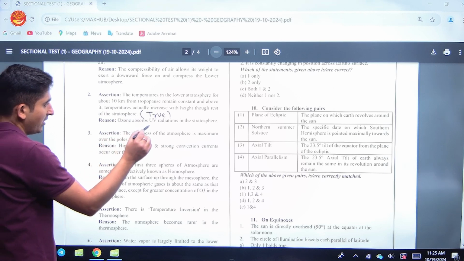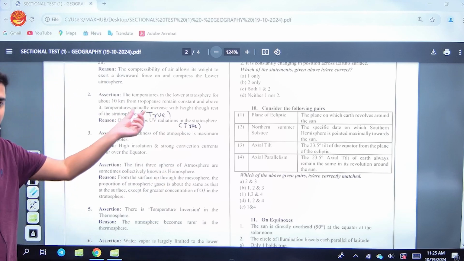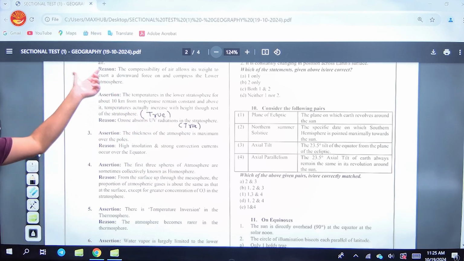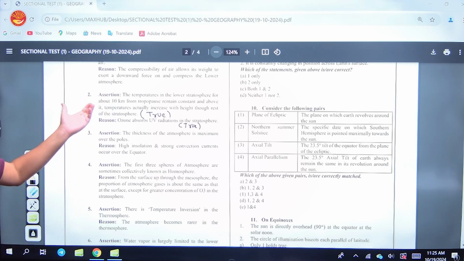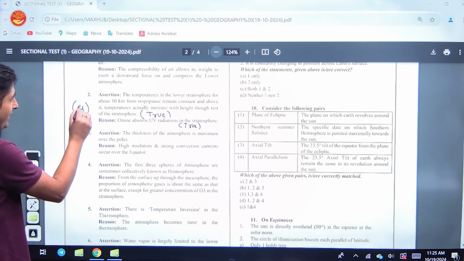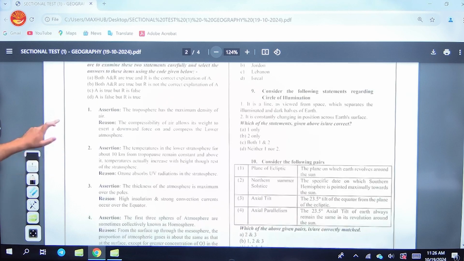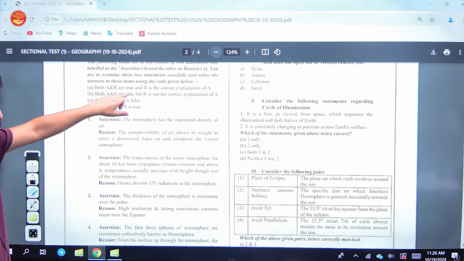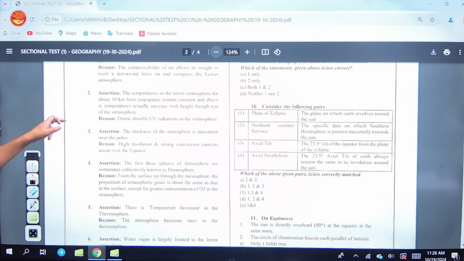So this is again true. The reason is also true. Both the statements are individually true, and this reason correctly explains the assertion. So for this also option A is right. If you go there, you want to see how we are using these things. Both A and R are true, and R is the correct explanation of A. We have done this thing.